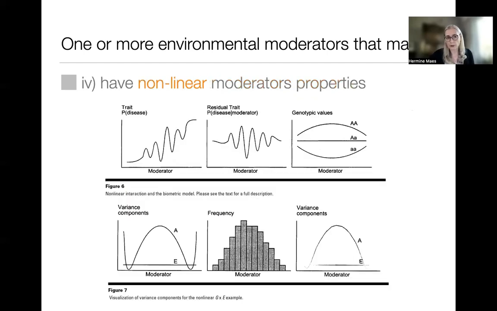One or more environmental moderators may have not just linear effects, but also nonlinear properties, as indicated in these figures here, where the moderator may have a greater effect on the extremes than on the mean of the distribution, or vice versa.